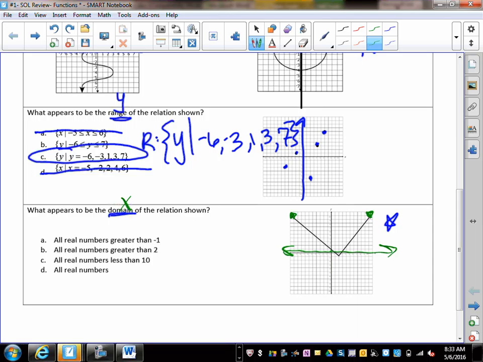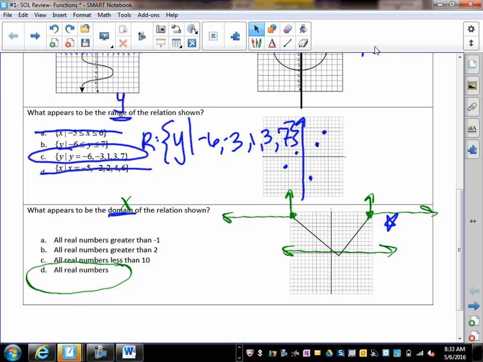Continue forever and ever and ever. Forever to the left, forever up. Forever up, forever to the right. If it's forever going to the left and forever going to the right, what is it going to be? All real numbers. It's everything.